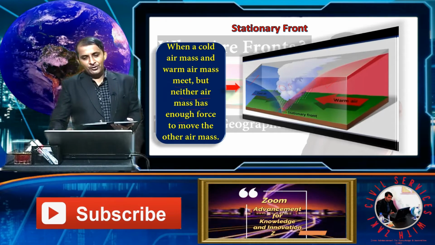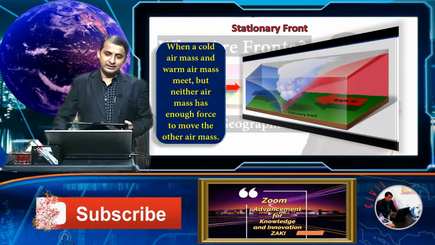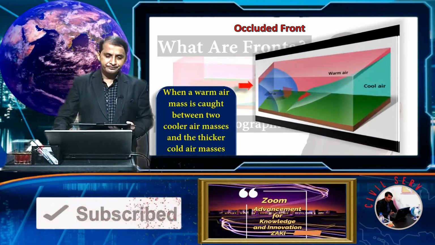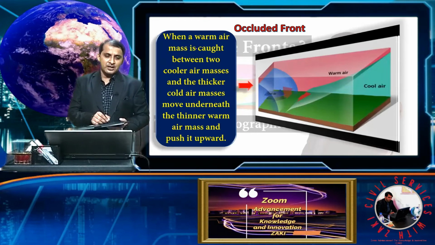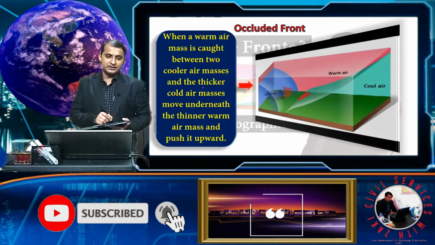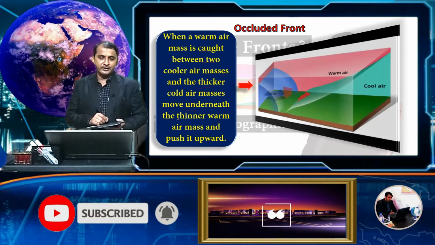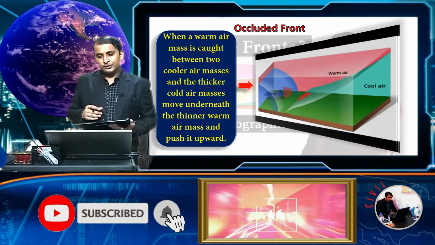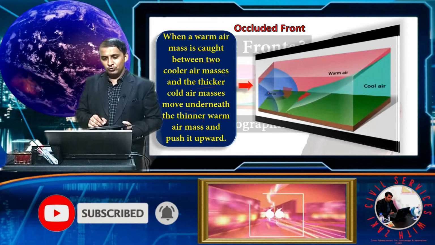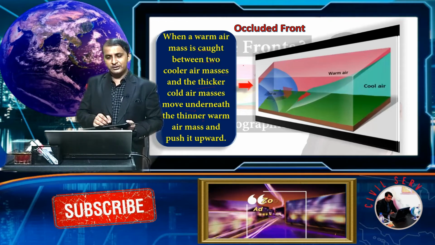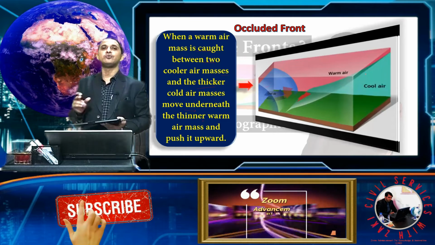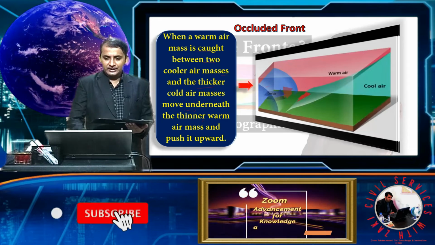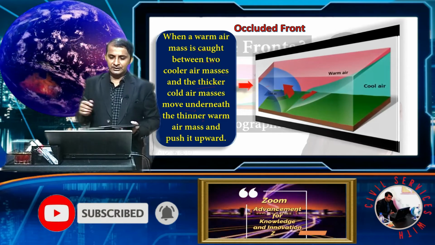So we move forward and see another, and that is the fourth, occluded front. See occluded front. When a warm air mass is caught between two cooler air masses and the thicker cold air mass moves underneath the thinner warm air mass and pushes it upward. So see in this picture the two cold air masses, one is cold and another is cooler, less cold, and warm air. So see in animation, see this animation.